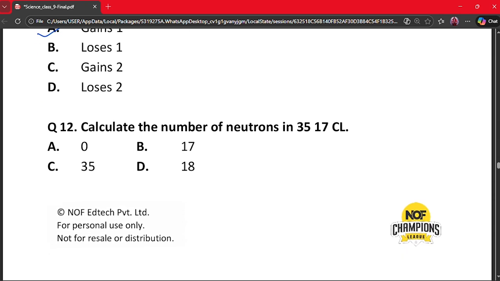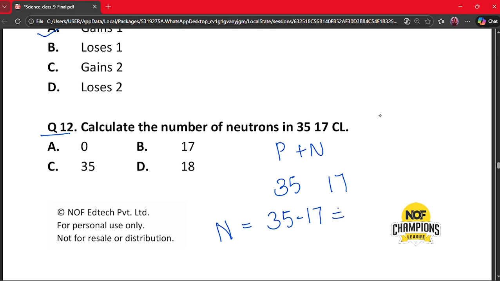Our next question is question 12. Calculate the number of neutrons in chlorine-35, with atomic number 17. A. 0, B. 17, C. 35, and D. 18. So mass number is equal to protons plus neutrons, and the given mass number is 35 and protons is 17. So neutrons is equal to 35 minus 17, which is equal to 18. So our correct answer will be option D.